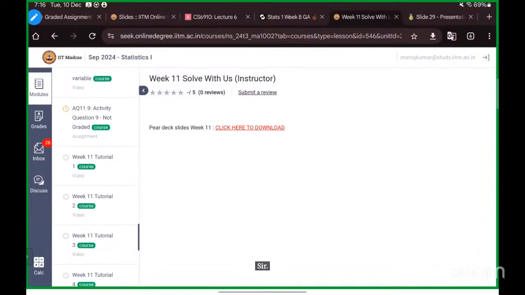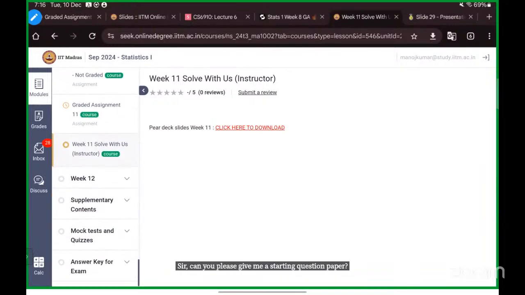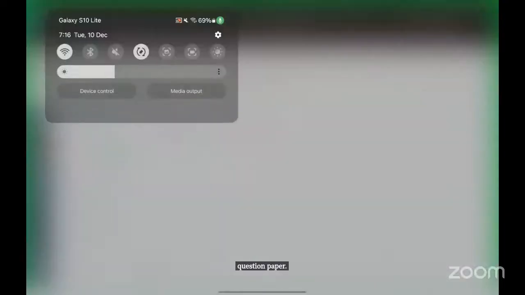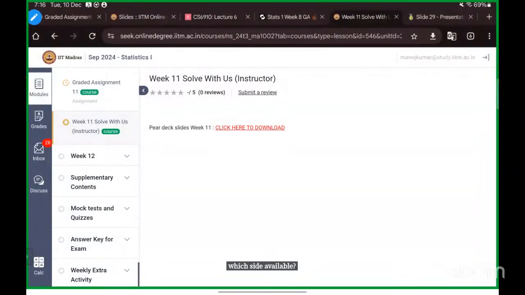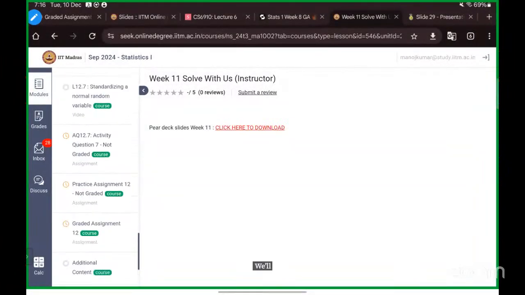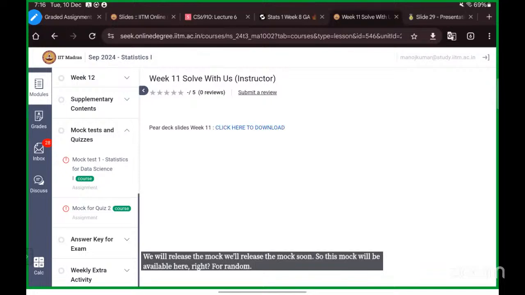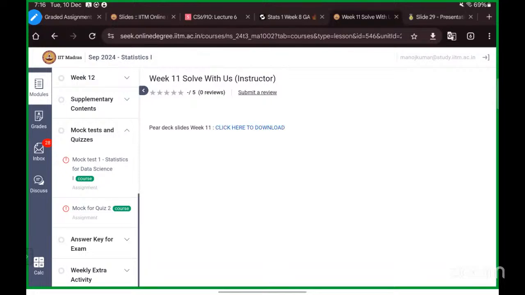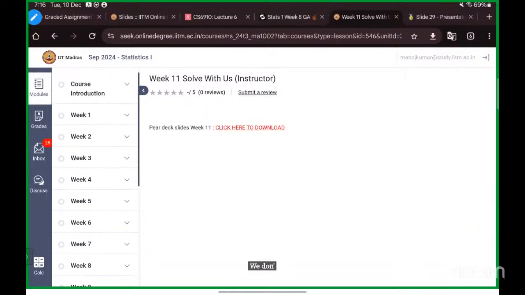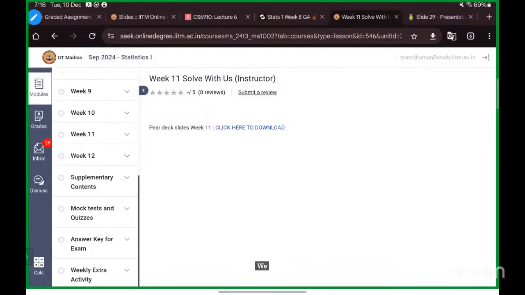Sir, can you please share the previous term question paper? Previous term, in-term exam question paper, yes. Which site is it available on? We will release the mock soon. So this mock will be available here for end term. The previous in-term exam question paper, we don't have that. We only release mocks, so the mock will be available to you.